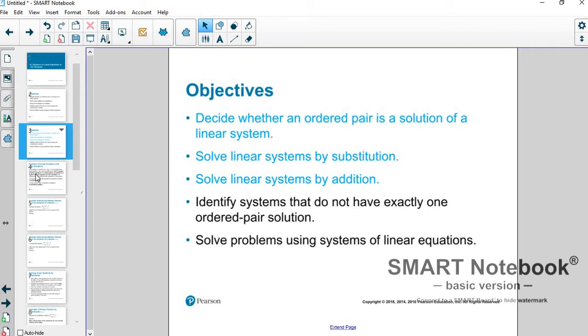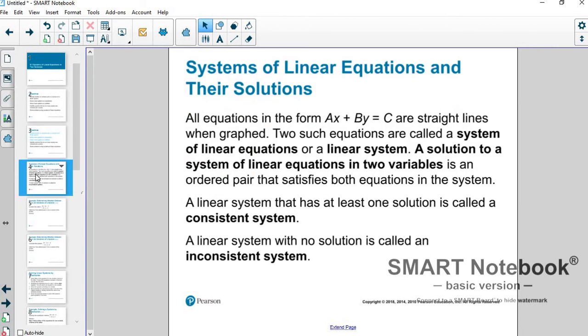Okay? So the first thing to talk about is, what is a system of equations, or a system of linear equations? All equations that are in the form ax plus by equals c are just straight lines, right? So if you have two equations, that's called a system, and you can have more than two, but we're only going to focus on two. A solution to the system is the ordered pair that satisfies both equations in the system. If you have at least one solution, you're called consistent. If there are no solutions at all, it's called inconsistent. And in the next video, we'll talk about what those look like.